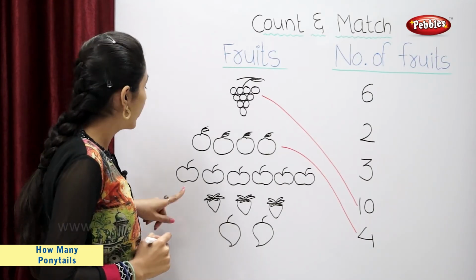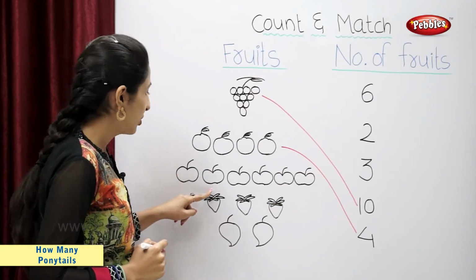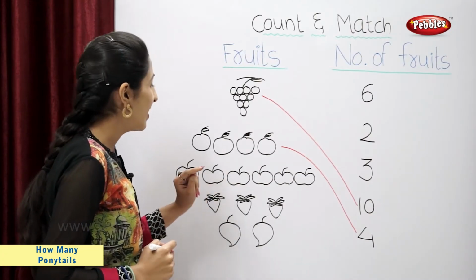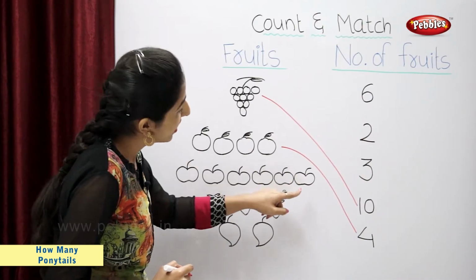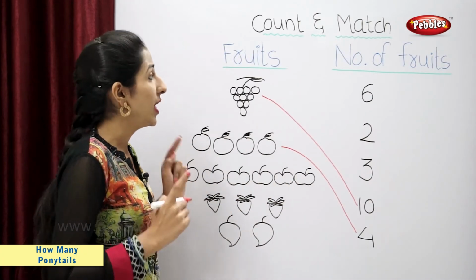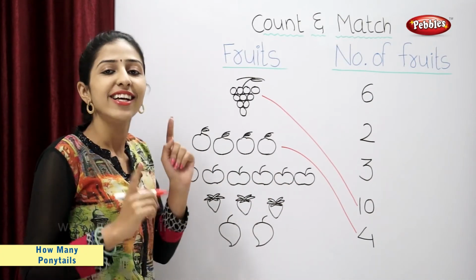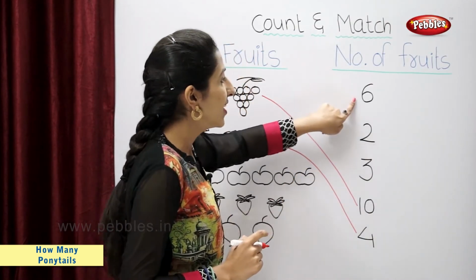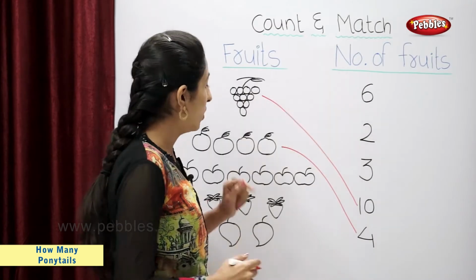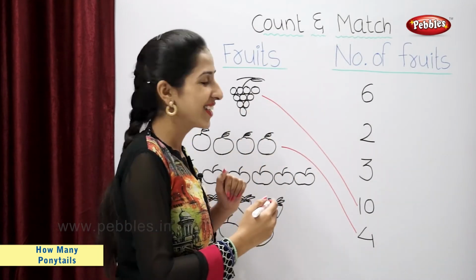Now let's count apples. 1, 2, 3, 4, 5 and 6. So let's look for number 6. Number 6. Now let's match.